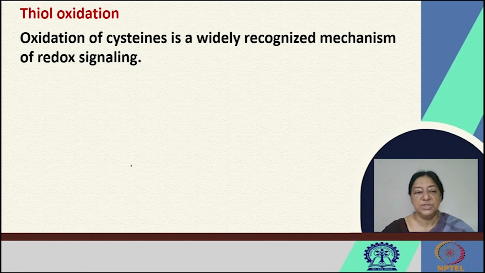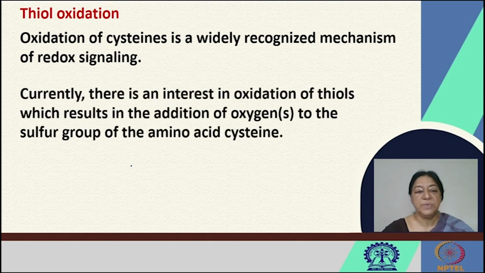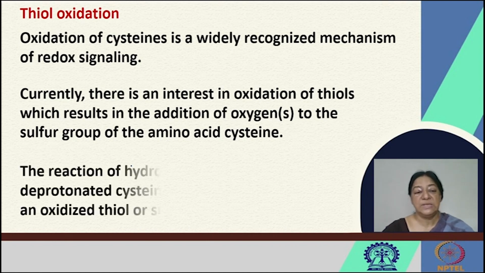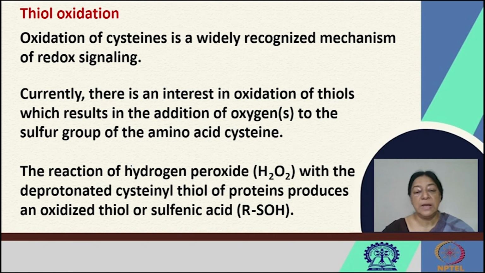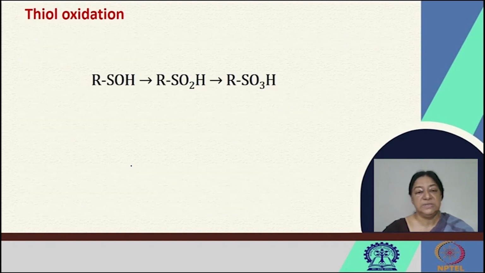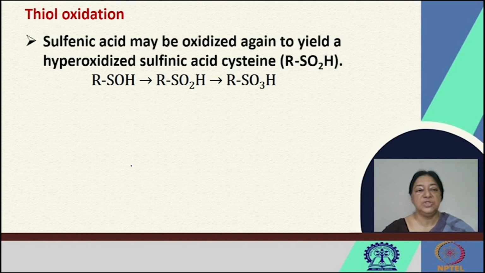So thiol oxidation, that is an oxidation of the cysteines, is a widely recognized mechanism of redox signaling, as is understood from the variations possible. There is interest in the thiols, which results in the addition of oxygens to the sulfur group of the amino acid cysteine. The reaction, for example, of hydrogen peroxide with the deprotonated cysteine thiol of proteins produces an oxidized thiol or sulfenic acid. There are different possibilities that can occur in thiol oxidation.